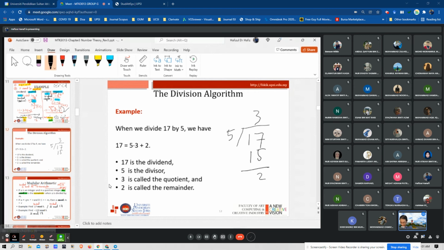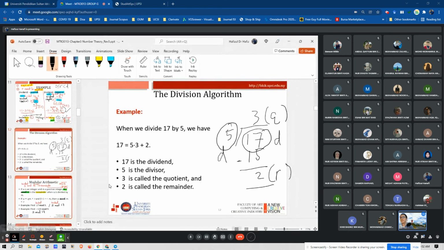Okay, one reminder. 3 is the quotient Q, 5 is the divisor D, and 17 is the dividend. The dividend is whatever integer is divided by some value. Okay, we have the quotient, and the remainder is 2.